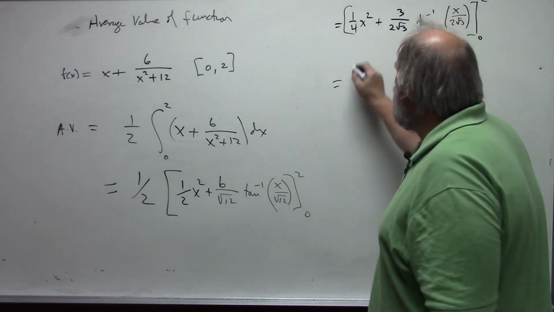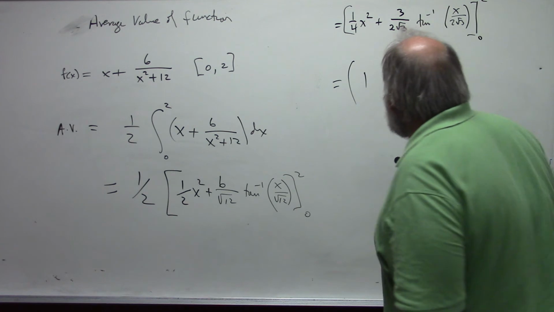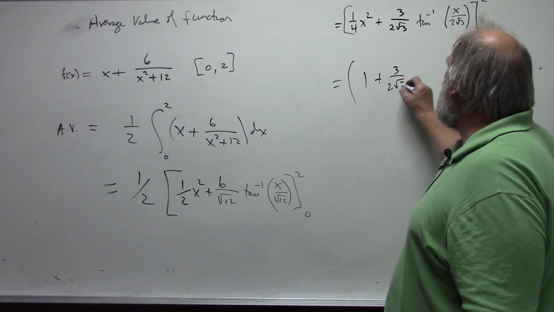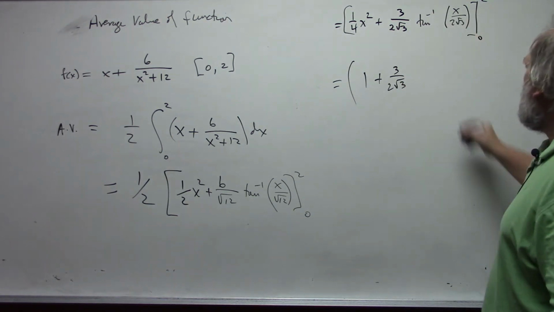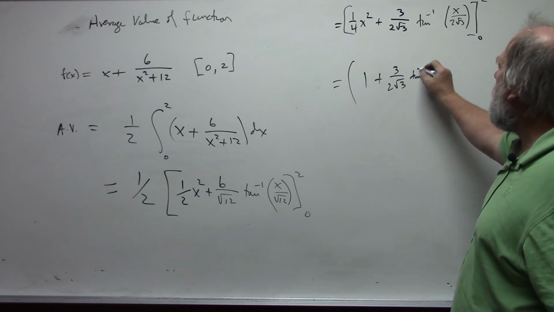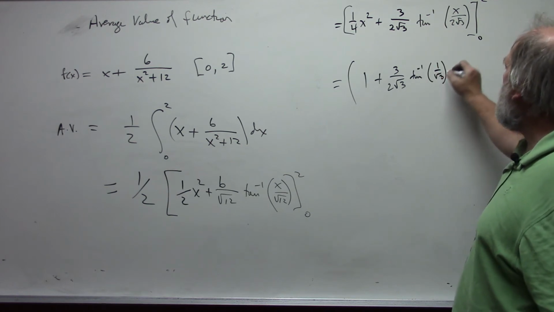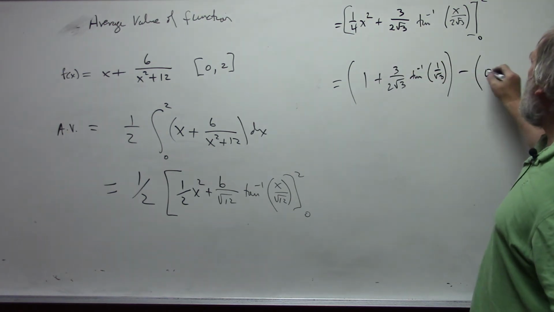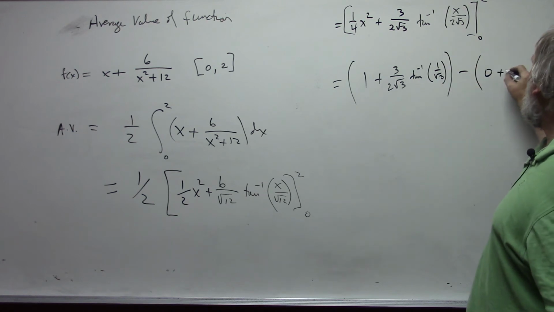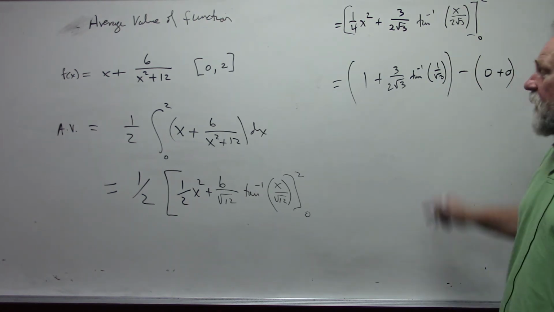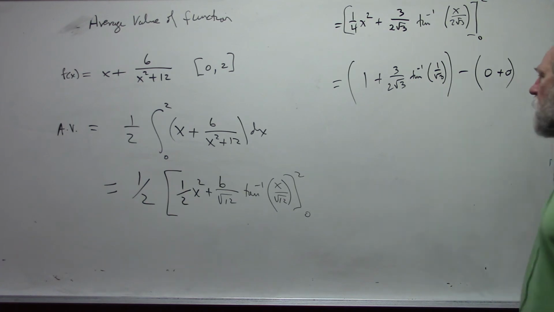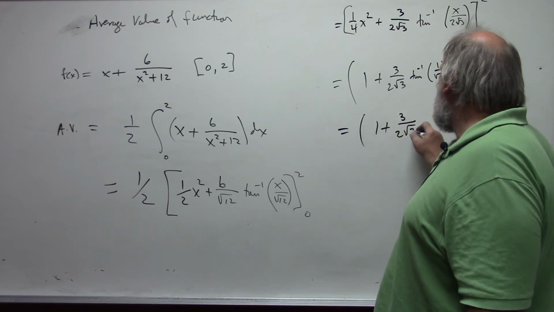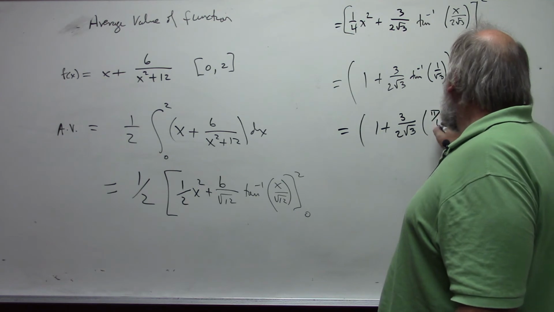That gives me 1/4 times 4 is 1, plus 3 over 2 square roots of 3 times the arctan of 1 over the square root of 3. I'll let you think about that for a moment. Minus, when I put in 0, this is 0. Arctan of 0 is 0. Okay? What was the arctan of 1 over the square root of 3? Hopefully you recognize that, or put it in your calculator as pi over 6.